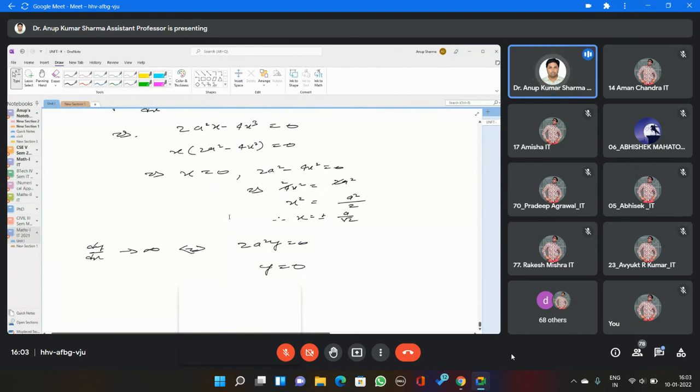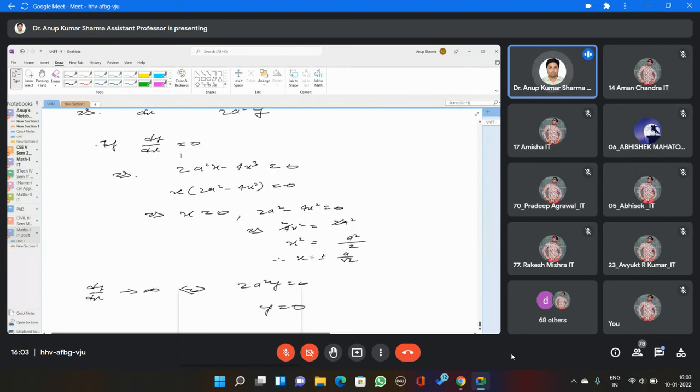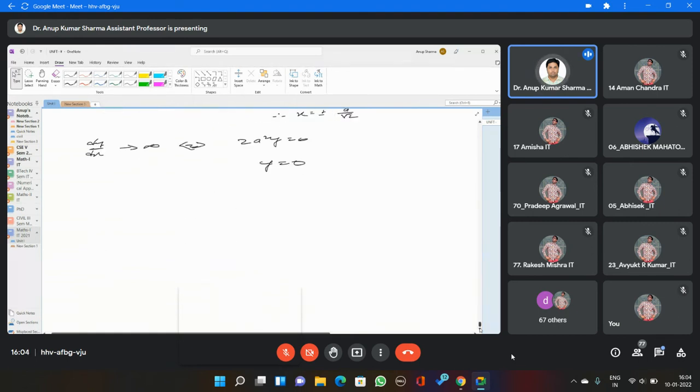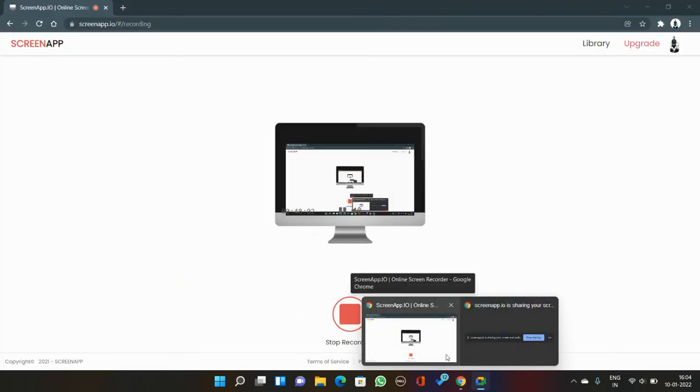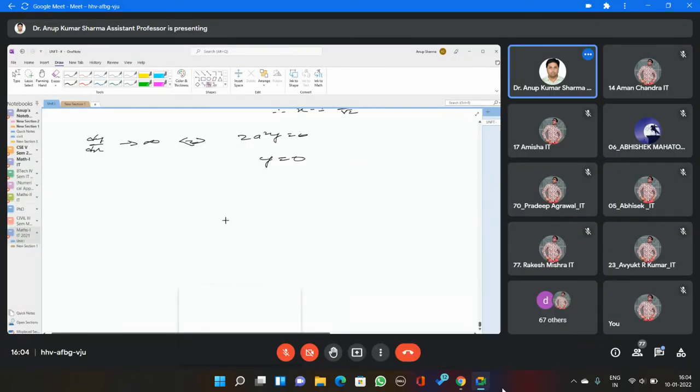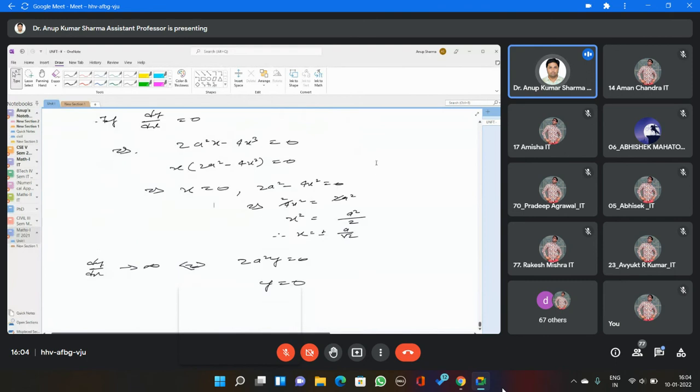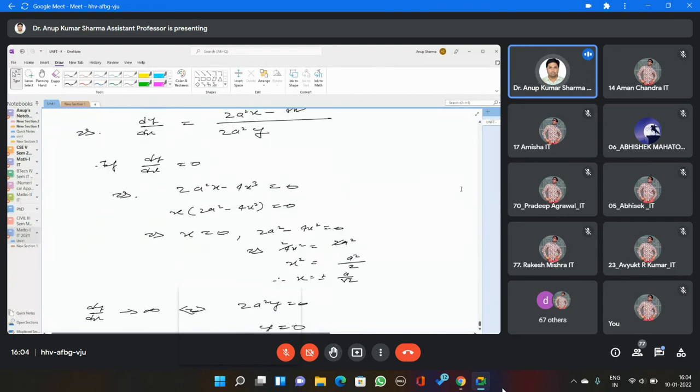So it is a special point, and sometimes it is needful to trace the curve. In this regard, dy by dx is equal to 0 means the rate of change is 0. That means there the curve is changing its direction. So that's the value, plus minus a upon root 2. And when we draw the curve, there is one more special point thing we can consider.